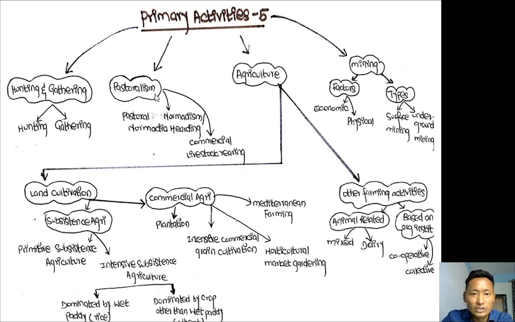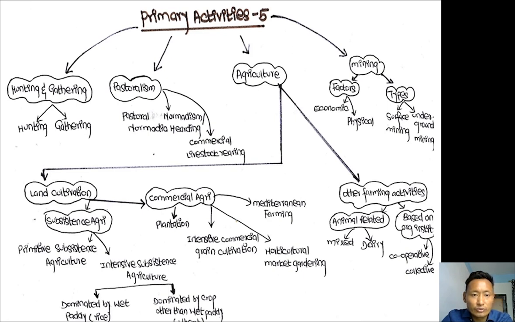Pastoralism, we have two parts: pastoral nomadism, also called nomadic herding, and another pastoralism type, commercial livestock breeding. Under agriculture we have two main parts: land-based agriculture or cultivation, and other farming activities. Land-based agriculture or cultivation is further divided into two: subsistence agriculture and commercial agriculture.